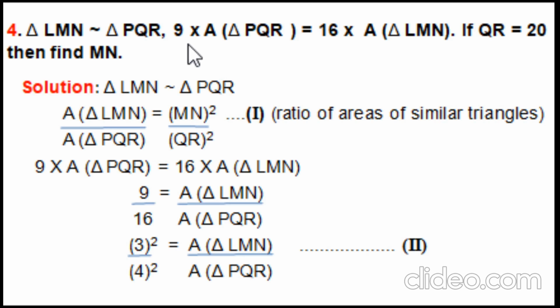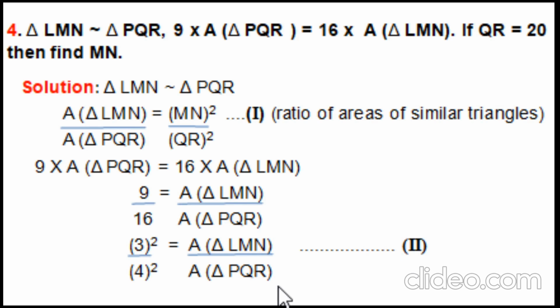Then what is given to us? 9 into area of triangle PQR is equal to 16 into area of triangle LMN. Then by interchanging the areas and digits, we get 9 upon 16 is equal to area of triangle LMN upon area of triangle PQR. Then 9 is the square of 3, 16 is the square of 4. This is point number 2.